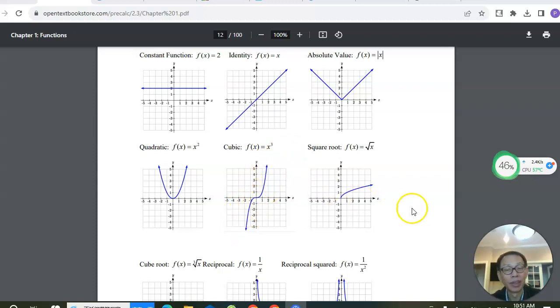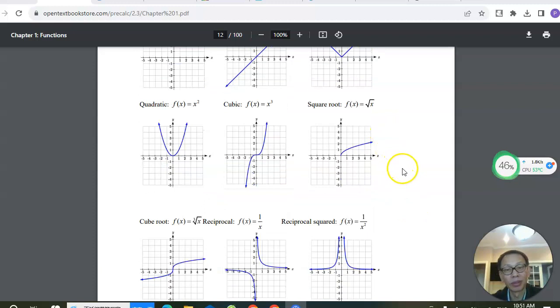Okay? Now let's look at the square root of x. When y equals the square root of x, because x is inside the square root, x cannot be less than 0.